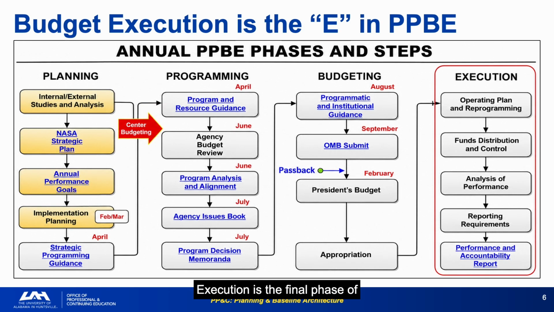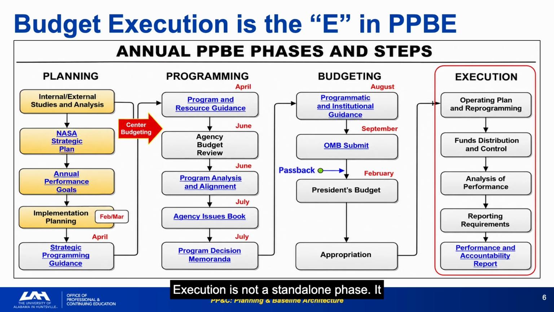Execution is the final phase of PPB, the phase in which appropriated funds are applied to program activities, and performance is measured against the plans developed in the planning, programming, and budgeting phases. The PPB diagram here connects to the Module 2 framework, showing exactly where execution sits in the annual cycle. The February/March passback from OMB is the event that triggers the execution planning that Module 3 covers.